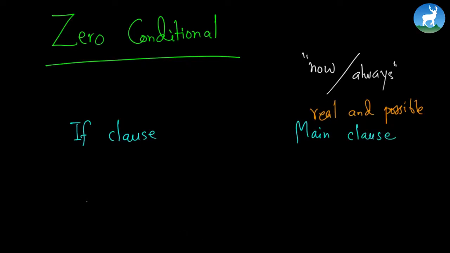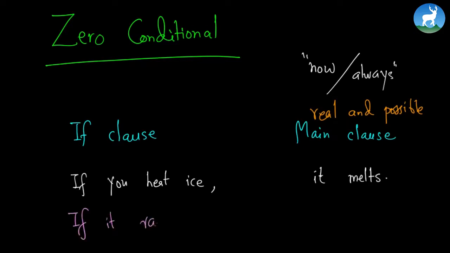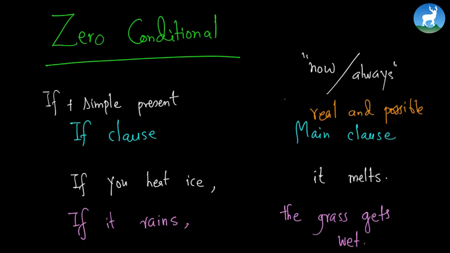Let's write an example. If you heat ice, we need a comma, it melts. Let's write another example. If it rains, the grass gets wet. So the structure is something like this. If plus simple present, and here we have simple present again.